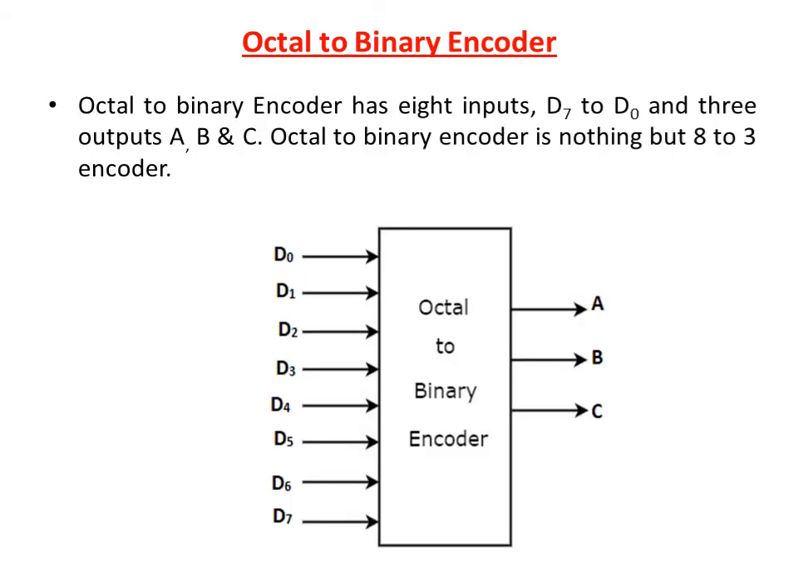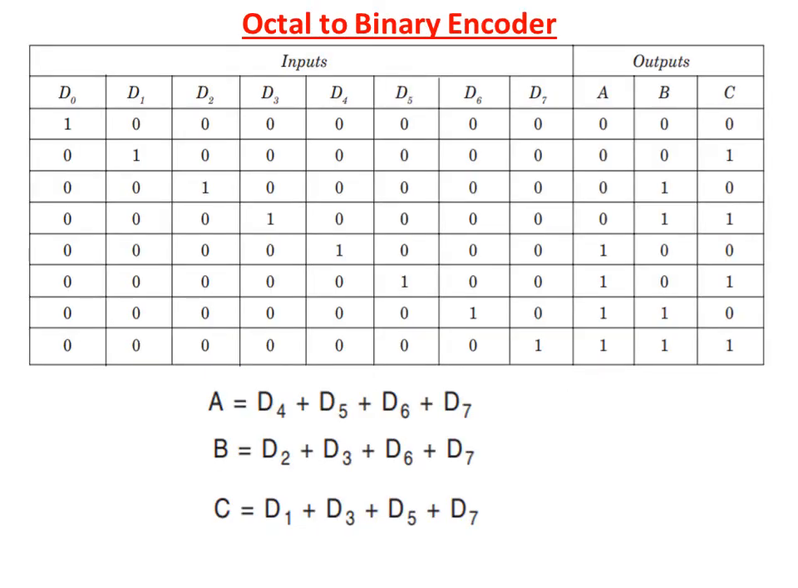Octal to binary encoder. In the octal to binary encoder, we have 8 inputs D0 to D7 and 3 outputs A, B, C. This is the truth table. The 8 inputs are D0 to D7 and the outputs are A, B, C. So with the 3 outputs we can make 8 combinations, 000 to 111. So when 000 is active, we will get D0 as an input, and when 001 is active, D1 is the input. When 010 is active, D2 is connected, and when D3 is high, the outputs are 011.